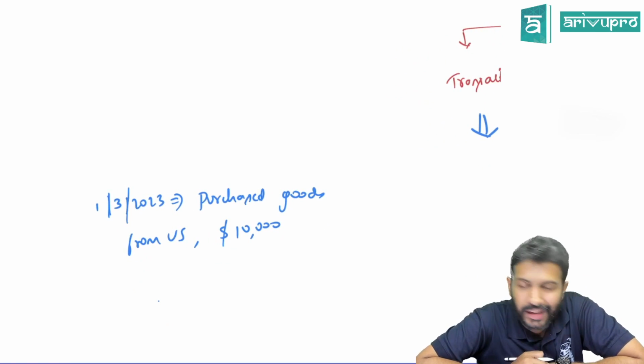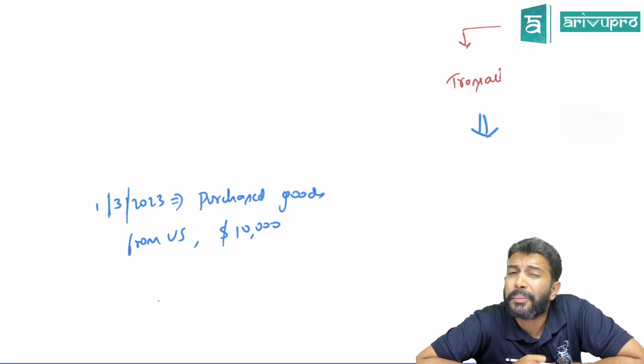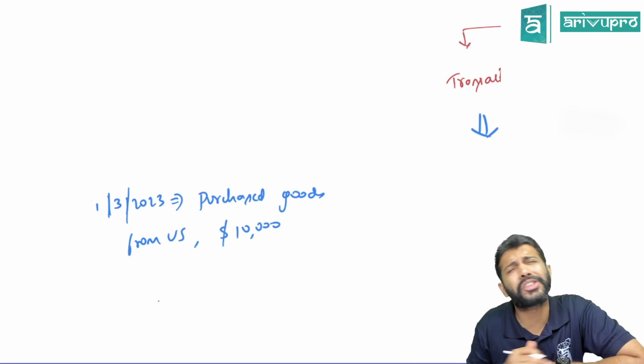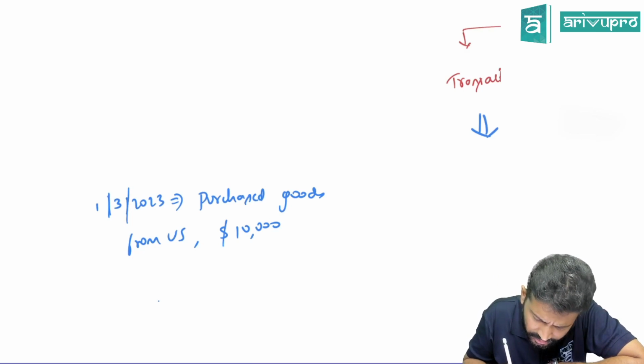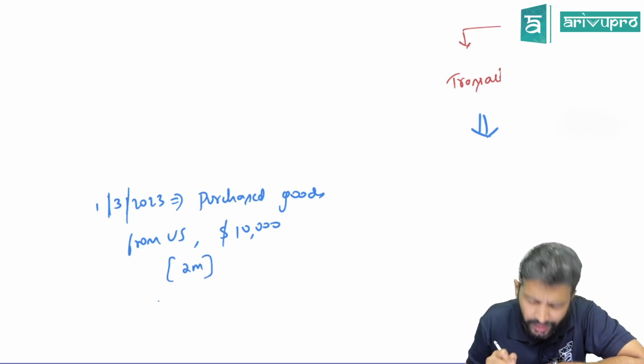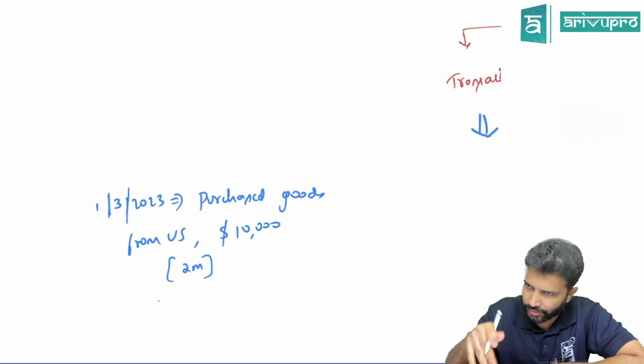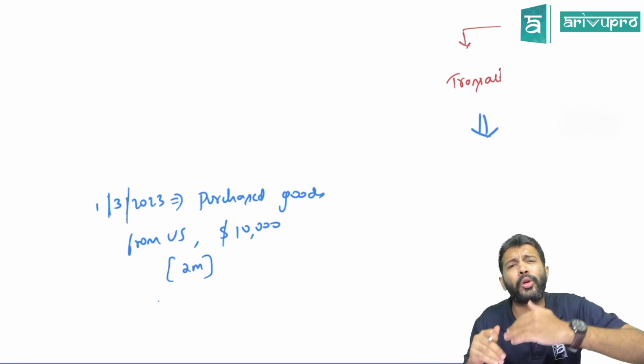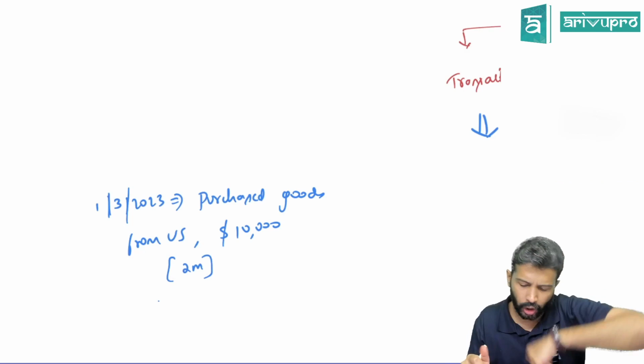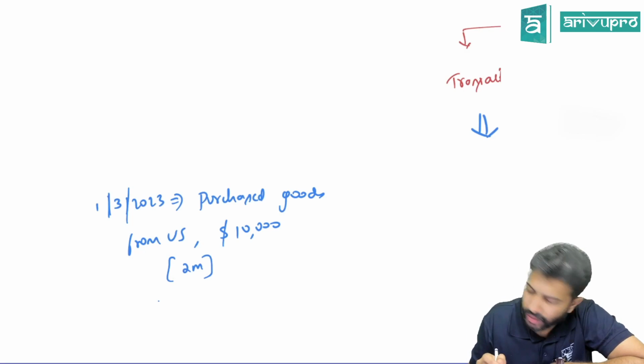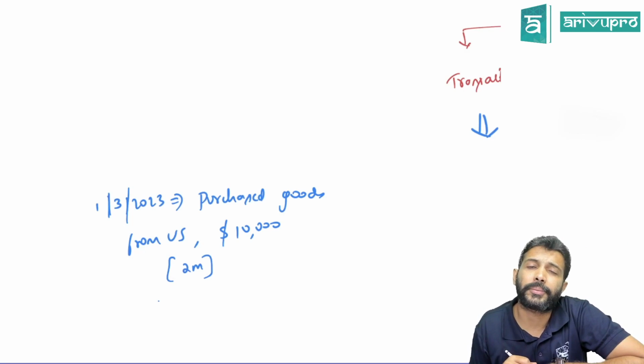Sir, though the bill is in dollars, I am in which country? India. Can I account? What is the journal entry for credit purchase? Let's say it is a 2 months credit transaction. Meaning if I buy the goods today, I have to pay him only after 2 months. So now you tell me, what is the journal entry for credit purchase?